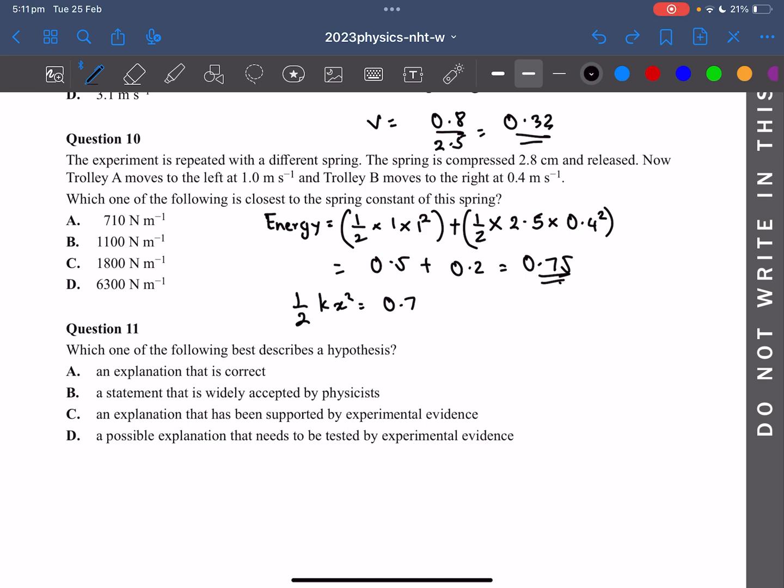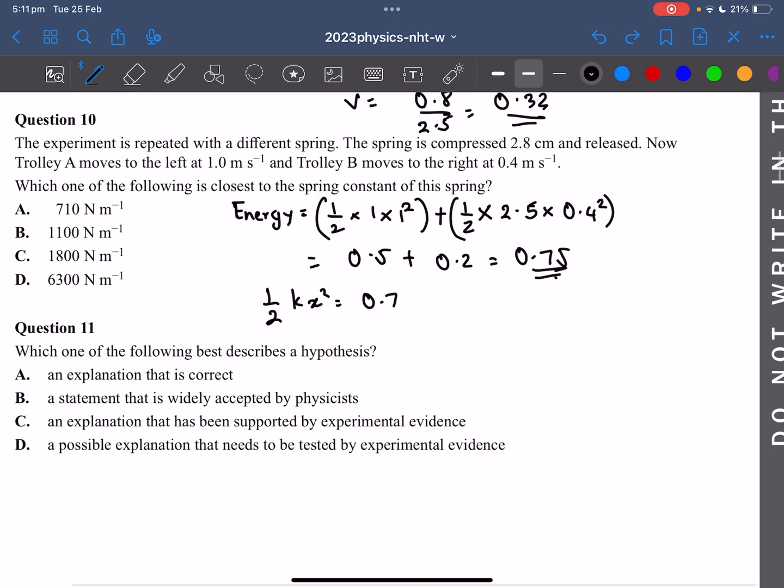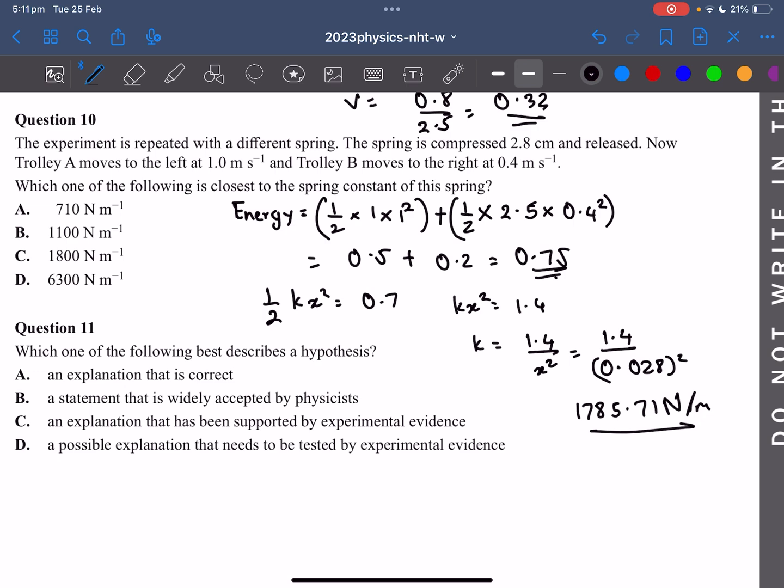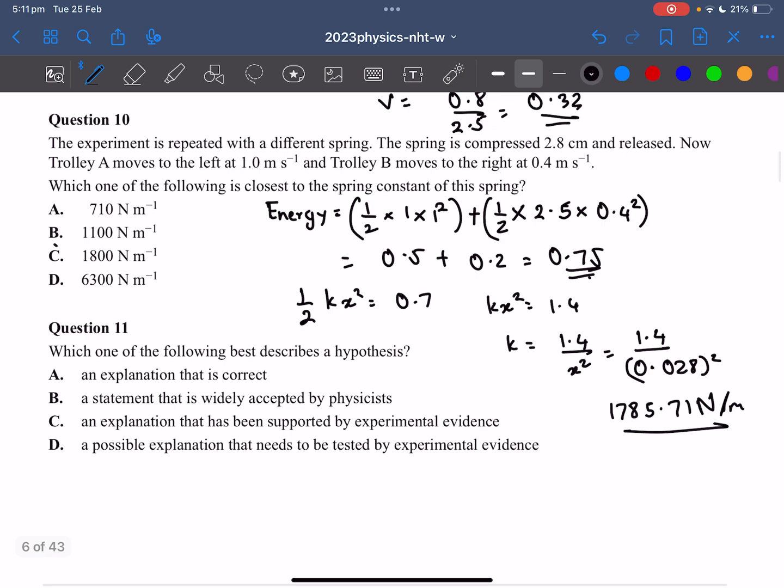Actually, let me make k the subject first, it would be easier that way. So we'll have kx squared equals 1.4, and then we are finding k, so k is equal to 1.4 divided by x squared. So 1.4 divided by the compression in meters, 0.028 squared. So 1.4 divided by 0.028 squared, we get 1785.71 newtons per meter. Okay, the closest one based on our calculations is going to be option C for this.